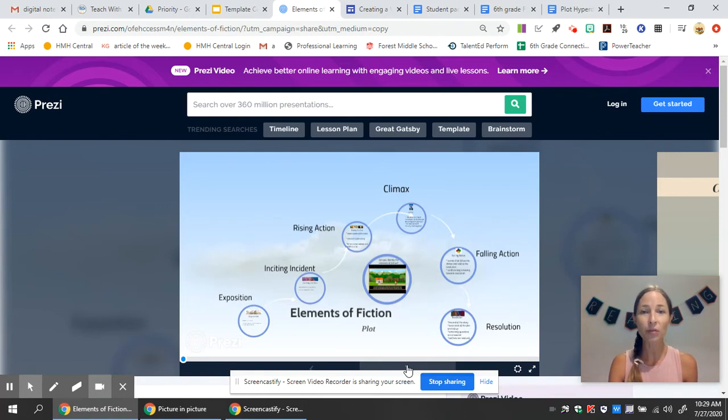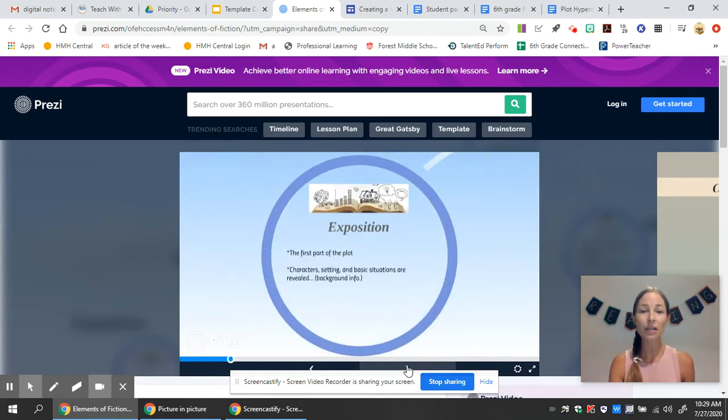Same thing when you start reading a story. When you start reading a story, you learn about who the characters are, and where and when the story is taking place, the setting. You're getting some basic background information. This is called the exposition. It's just a fancy word for the introduction that you may already be familiar with.